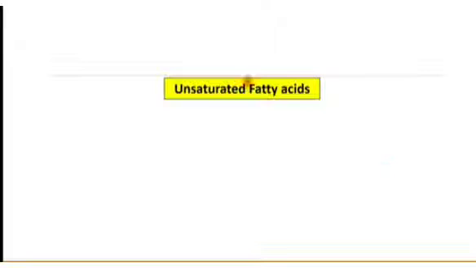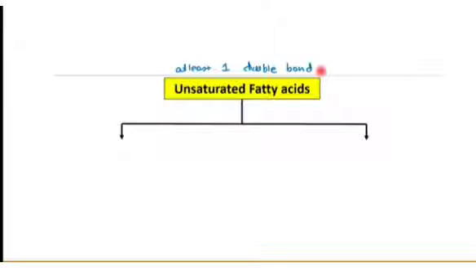We know that in an unsaturated fatty acid there is the presence of at least one double bond. Now, based on the number of double bonds, these unsaturated fatty acids are further divided into two groups.